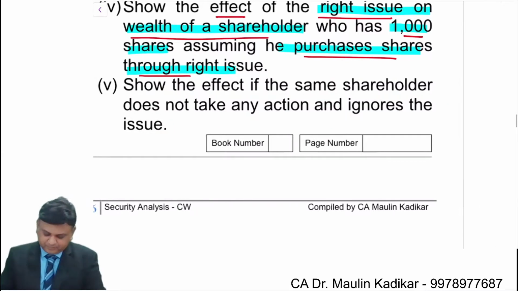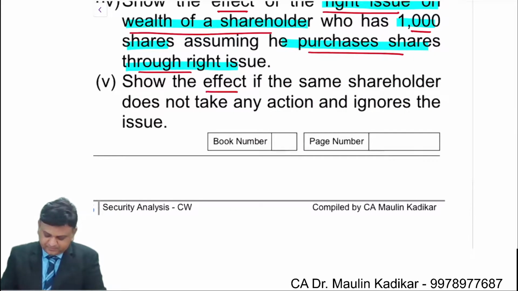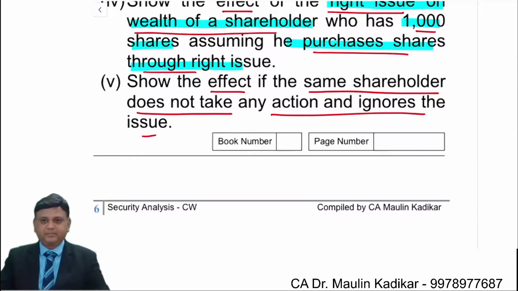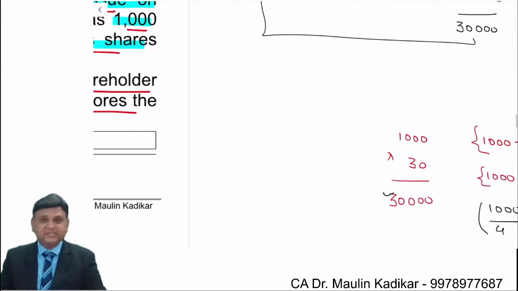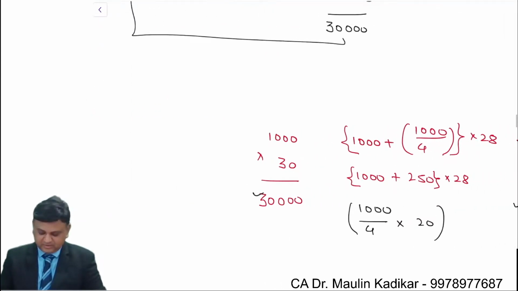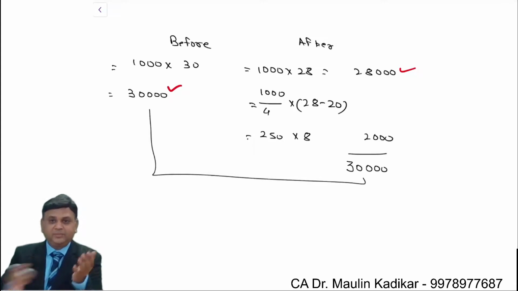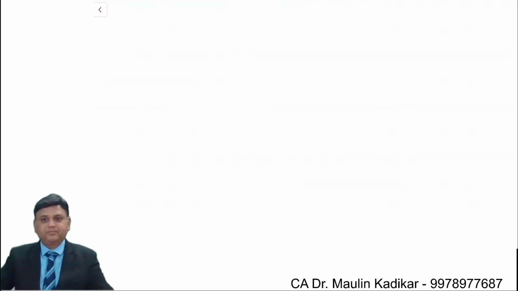Next question. Show the effect if the same shareholder does not take any action and ignores the issue. That is the question. We understand that this time it is very simple for us to understand. The wealth which was an amount of 30,000 will reduce to 28,000. Why? Because the wealth has gone down from 30 to 28. You did not take any action. So there will be a loss of 2,000 rupees.